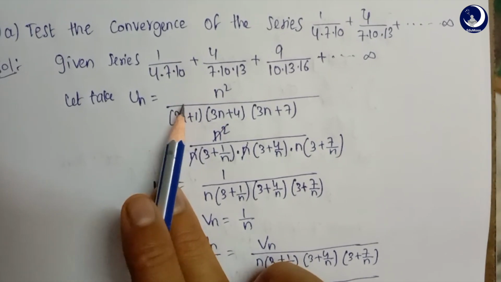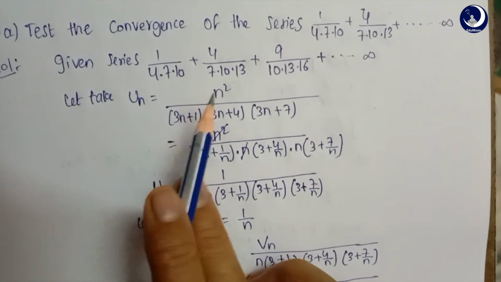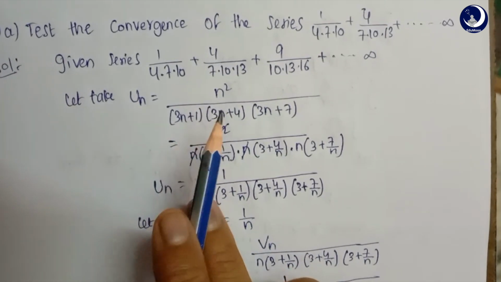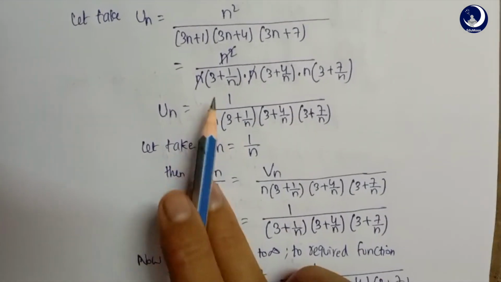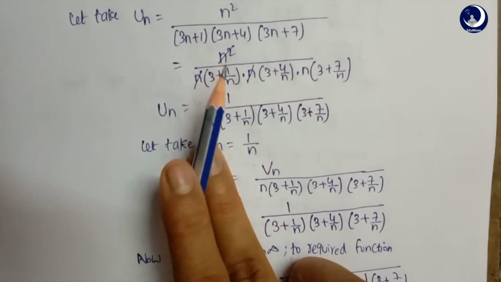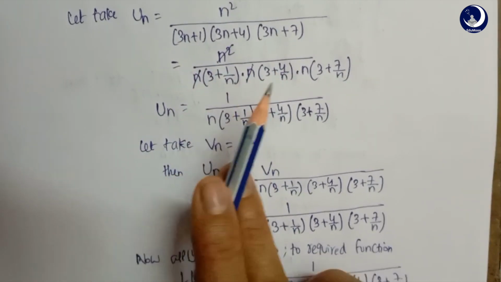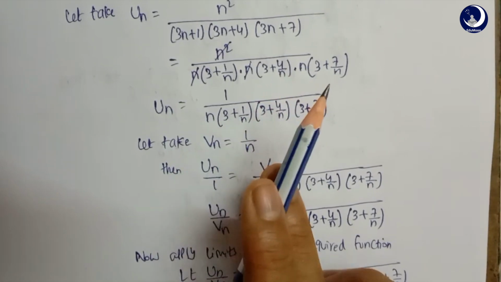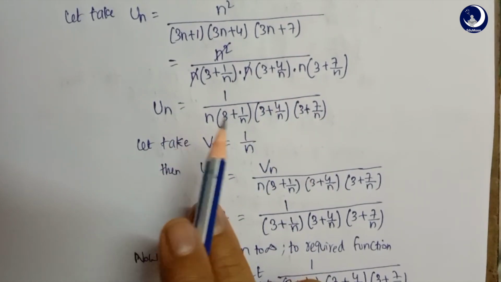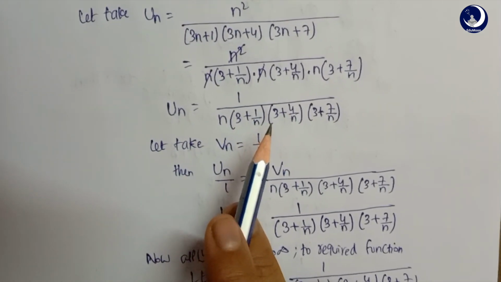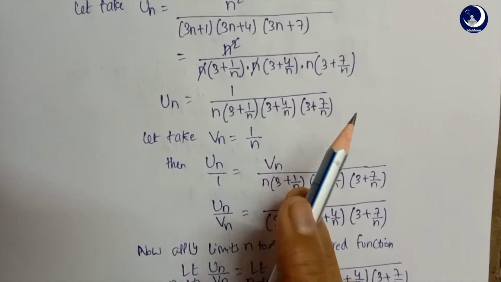For the sigma I took un equal to this form, n square by (3n plus 1) into (3n plus 4) into (3n plus 7). Now by taking n common from all these three factors, I got n into (3 plus 1 by n), n into (3 plus 4 by n), and n into (3 plus 7 by n). By cancelling, I got un equal to 1 by n into (3 plus 1 by n) into (3 plus 4 by n) into (3 plus 7 by n).